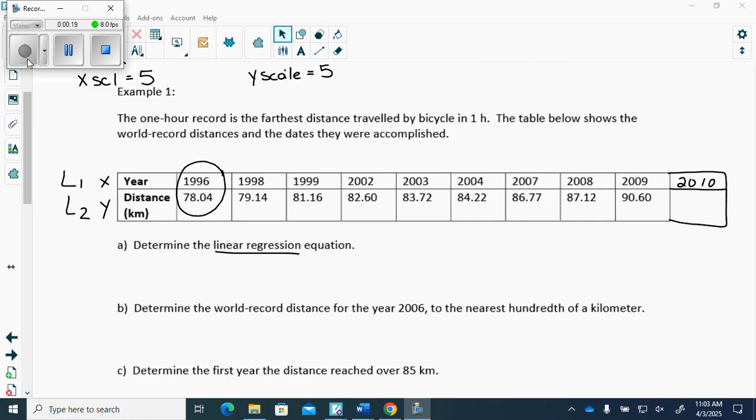So we go stat, calc, linear regression. Stat, calc, linear regression, enter, enter, enter. And you get a thing on your screen that says this. It goes like y equals ax plus b. It gives you the form it is, and then it tells you what you insert for a, and it tells you what you insert for b, correct?